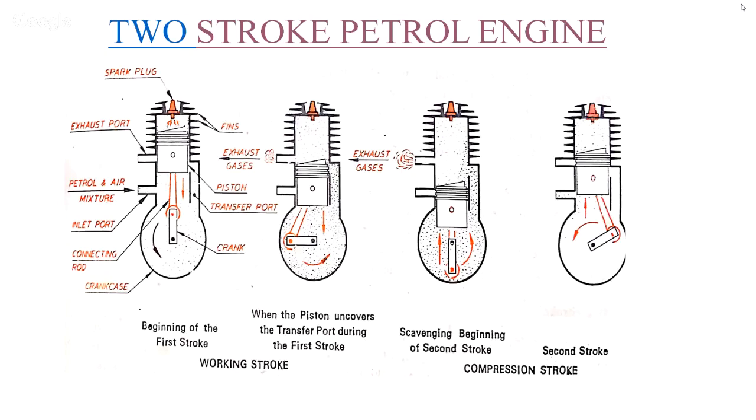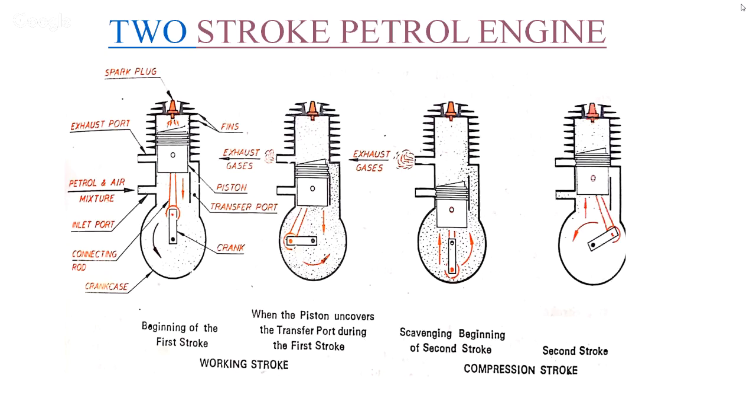During one stroke, two operations take place, and in the other stroke, two operations take place. Like that, the working cycle, that means four operations, is completed by two strokes of the piston, or one revolution of the crank. So we can say, in a two-stroke engine, for every revolution of the crank there is one power stroke, whereas in a four-stroke engine, for every two revolutions there will be one power stroke. This is how the two-stroke petrol engine works.